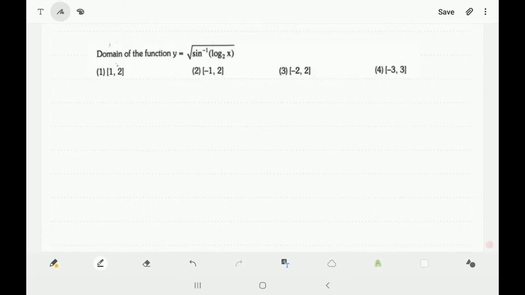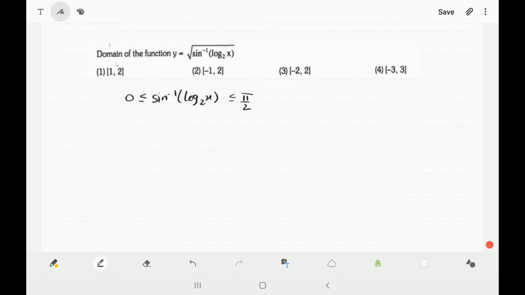In this problem, we have to find the domain of the function y is equal to under root sine inverse log 2x. Because of the under root, we will have the condition that sine inverse log 2x should be greater than or equal to 0 always. And you already know that sine inverse cannot go till infinity, because the range of sine inverse always lies between minus pi by 2 to pi by 2, closed interval. So we have to keep an upper limit of pi by 2.